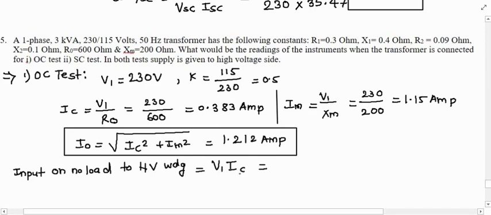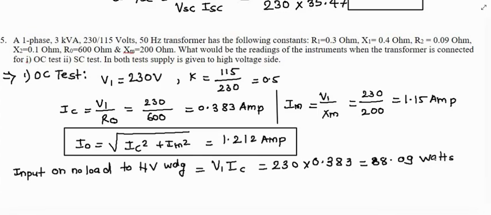But what is I0 cos phi 0? It is nothing but IC. So I will write this as 230 volt into 0.383, which you will get as 88.09 watts. So this is the input on no load to the high voltage winding. Okay, so the power rating you got is 88.09.